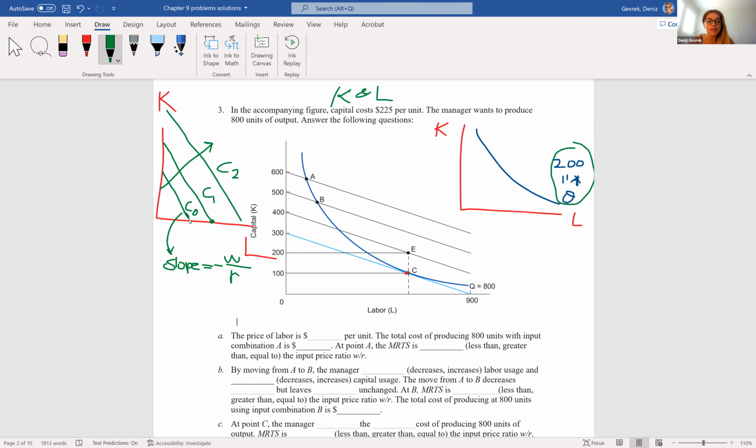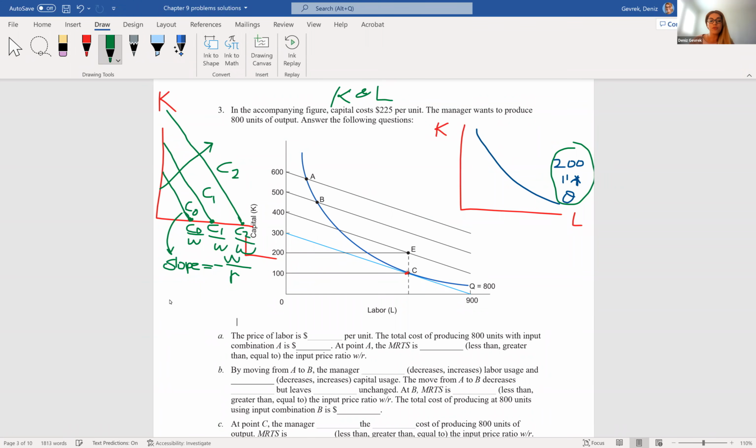What do we know about intercepts? This intercept is going to be C0 over W. So what's the total cost of production? Let's say $1,000. This isocost curve costs you $1,000. If I use only labor, and each worker is $100, 1,000 divided by 100, you can hire 10 workers maximum. That's what C1 over W means. And this intercept is C2 over W.